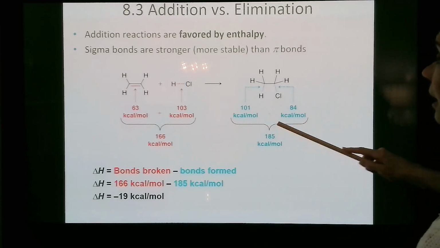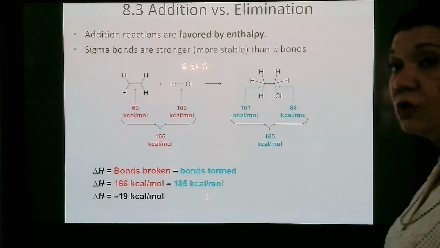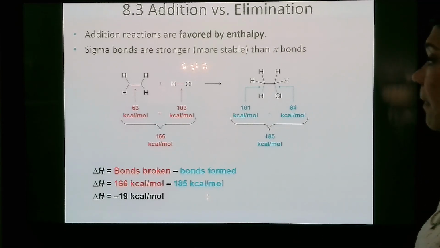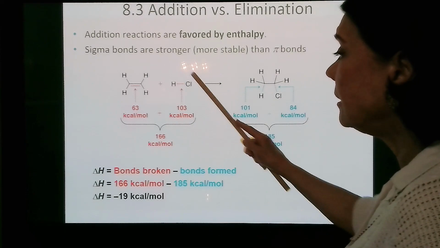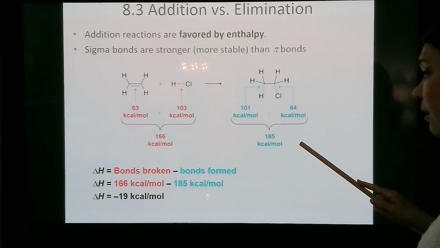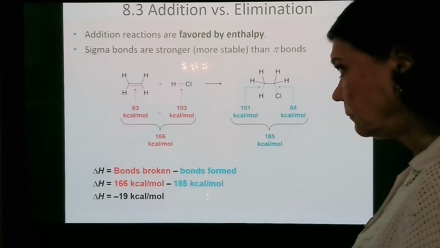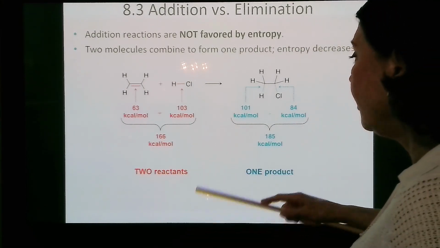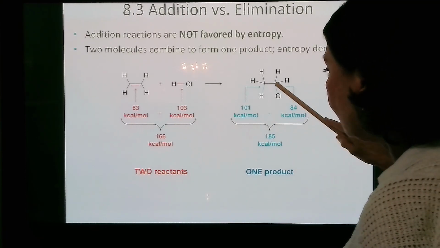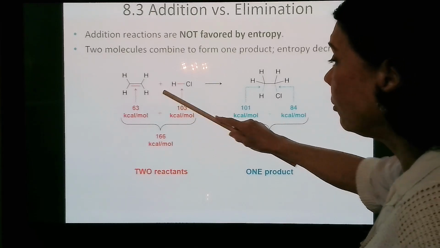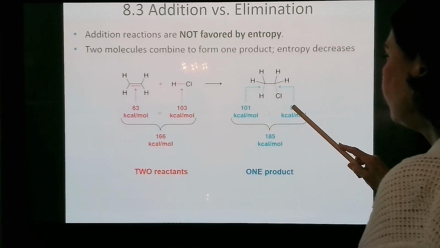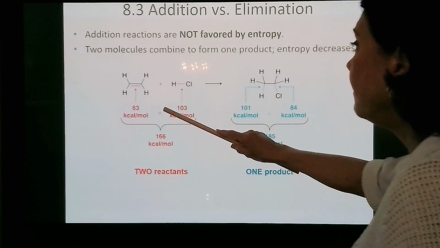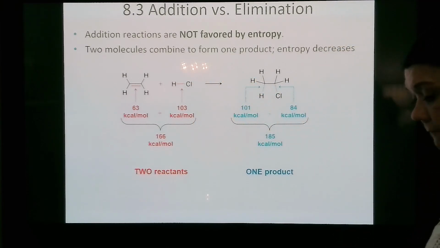And so remember that these numbers are energies of stabilization. A bond is a stabilizing entity in a molecule. So a pi bond gives less stability to this side of the reaction. So this is energetically downhill. And also, as I mentioned earlier, with regards to entropy, this is more disordered, this is less disordered, and so going in the forward direction here, your entropy is actually decreasing. And so this addition reaction is not favored by entropy.